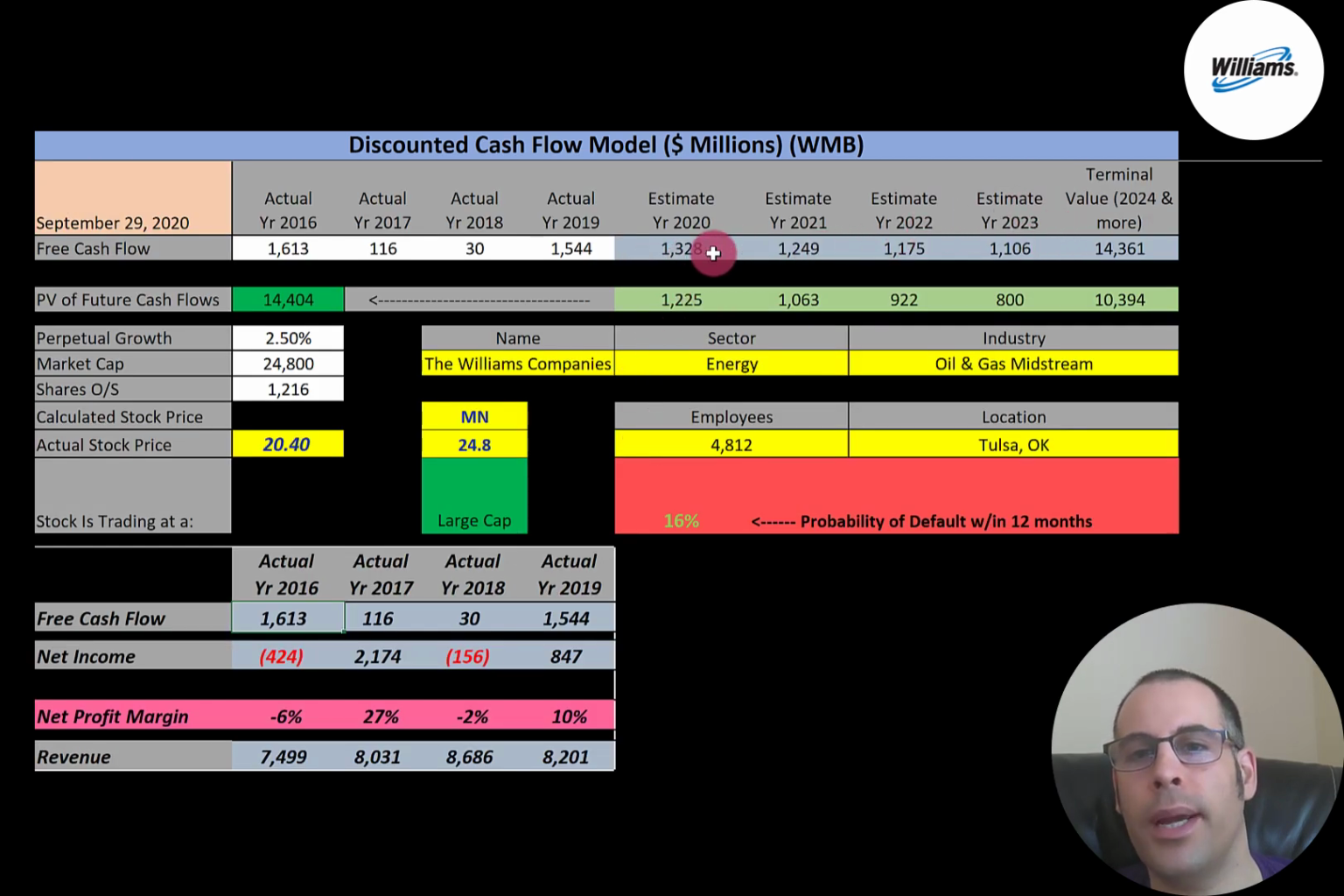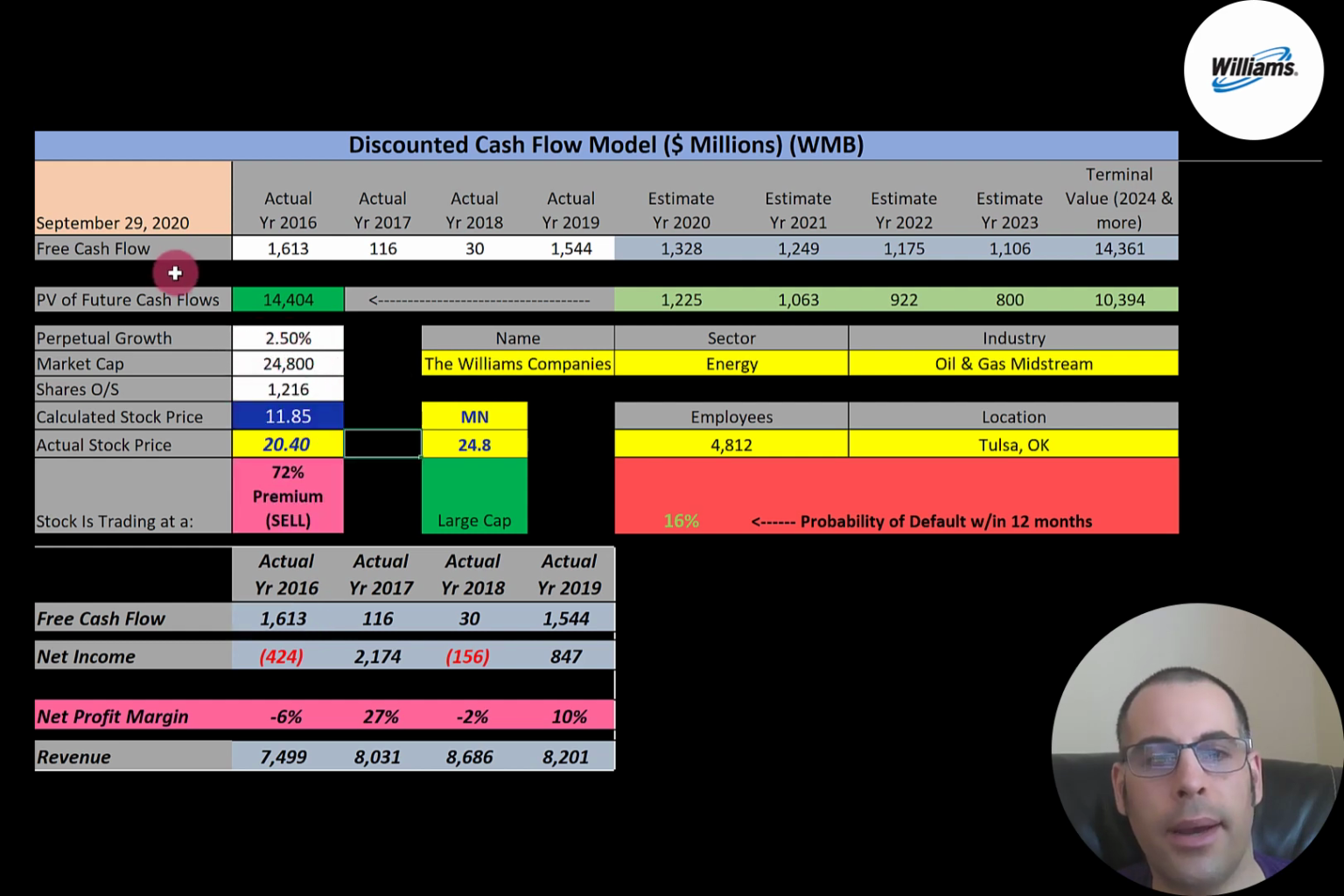We estimated 4 years of future free cash flows. We estimated terminal value, which is all cash flows past year 4, that's $14 billion. We discounted those numbers back to today using the weighted average cost of capital. We get a value of the company of $14.4 billion. We divide that by 1.2 billion shares, and we get a calculated stock price of $11.85. They're trading at $20.40, so they're trading at a 72% premium. It's a sell according to the model.